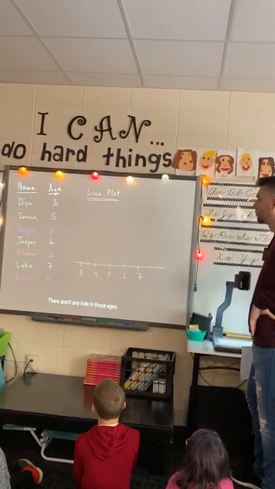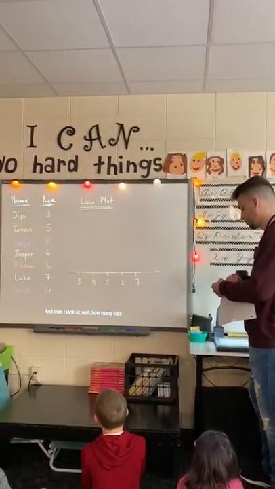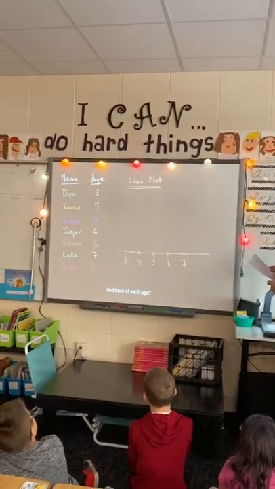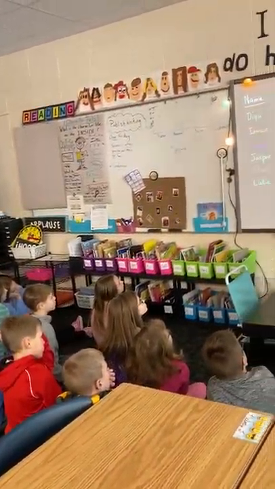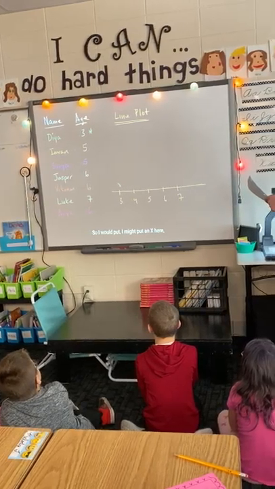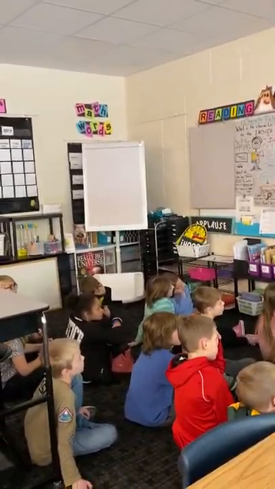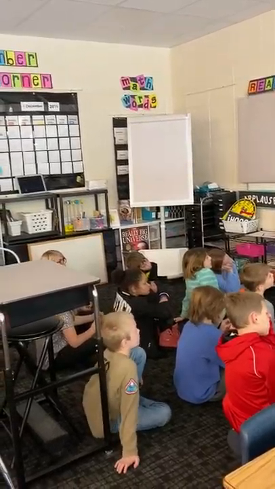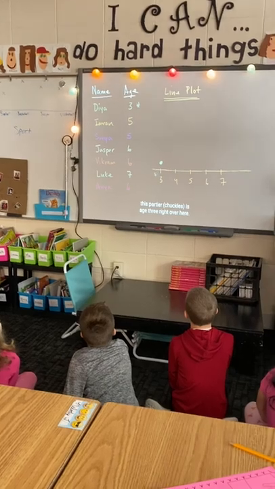There aren't any kids in those ages, although I could if I want. And then I look at, well, how many kids do I have of each age? Well, I have one person attending the party, Dia. She's age 3. So I might put an X here, or I could put a dot here. Different line plots would put different things here. But that shows me that this partier is age 3 right over here.